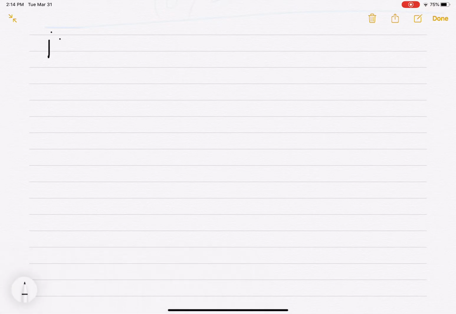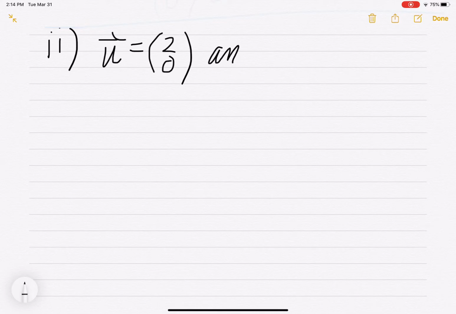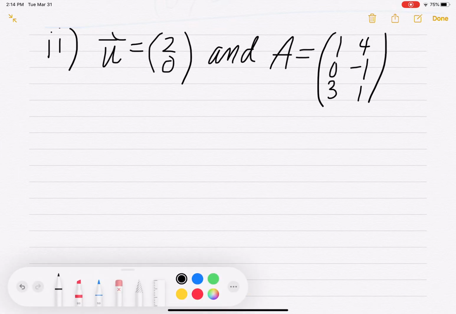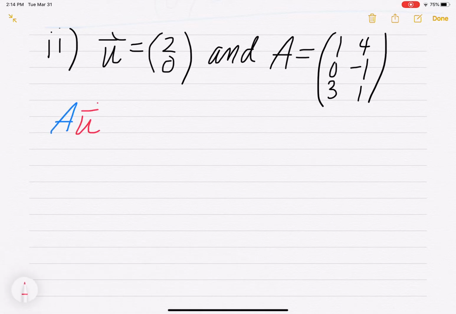Here's another situation. We have another vector u, which is 2, 0, and matrix A consists of 2 columns: 1, 0, 3, and 4, negative 1, 1. So is u a solution to the homogeneous equation Ax equals 0? Well, let's see. Let's take A times vector u and see if we get the 0 vector.